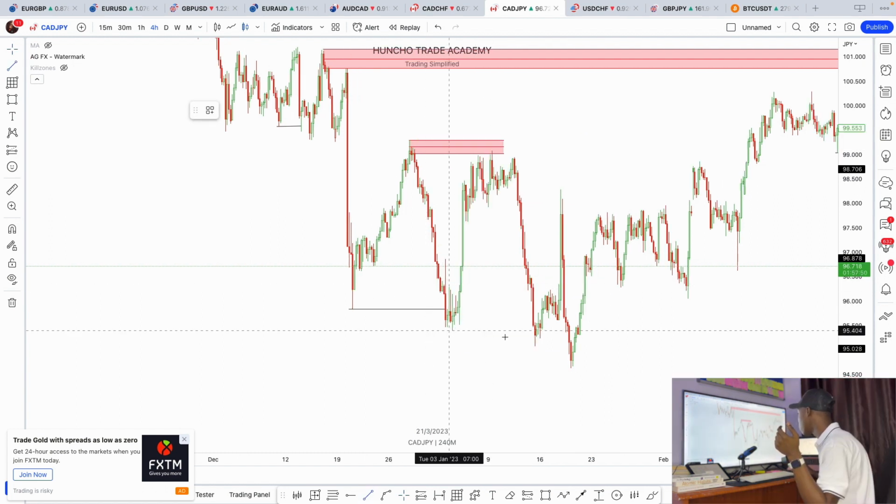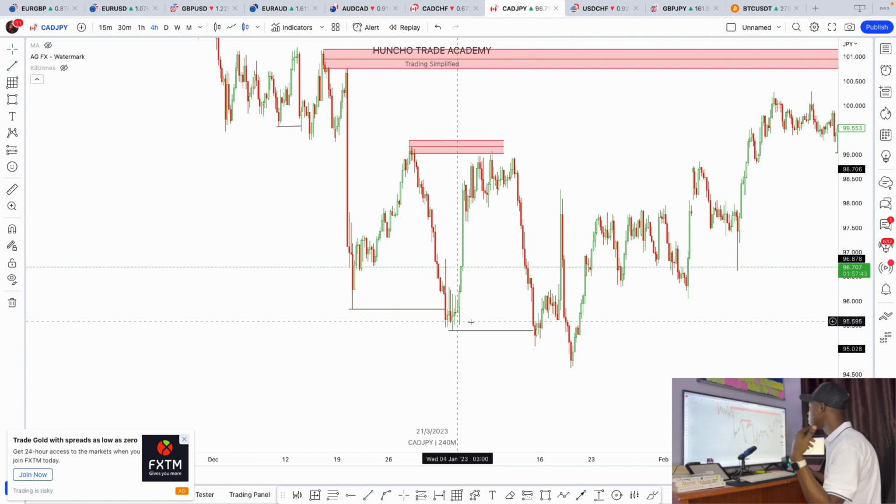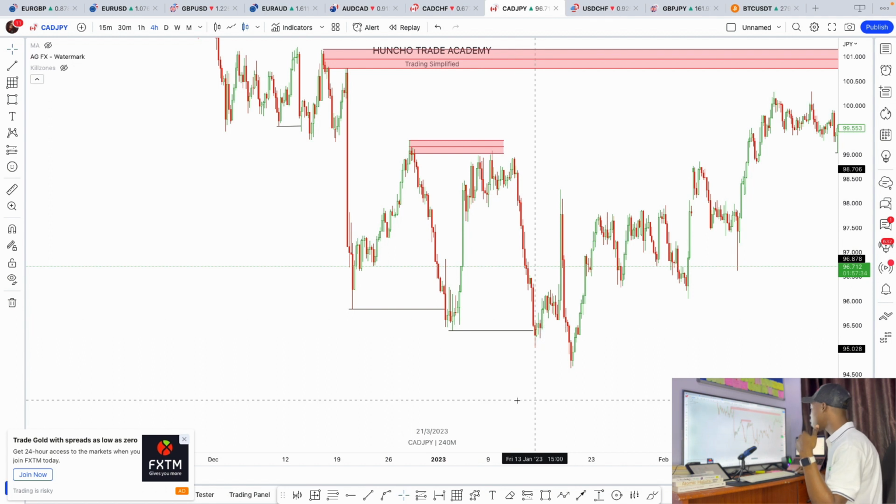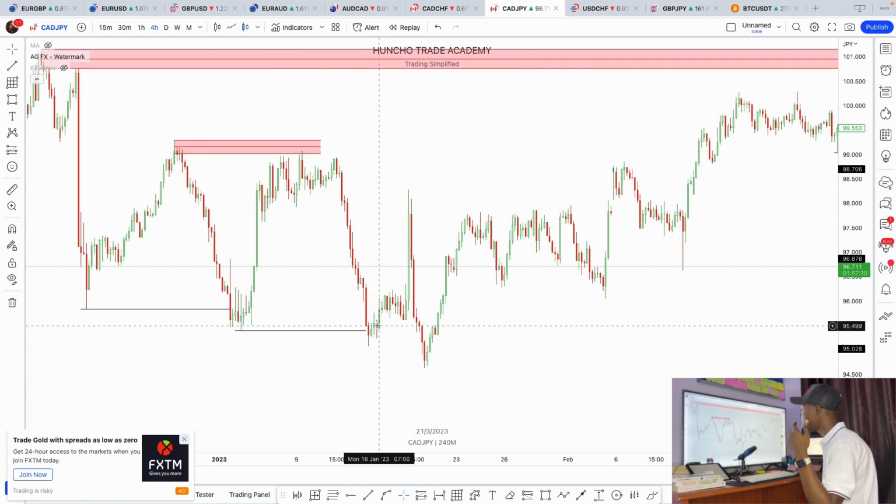You can see what happened here as well. We have another break of this structure. What happened after this break of structure? Remember, this is a demand zone, and this demand zone failed to hold price. After this demand zone failed to hold price, then price pulled back towards this demand zone. So these candlesticks you are seeing here, this pin bar you are seeing here, is telling me something.